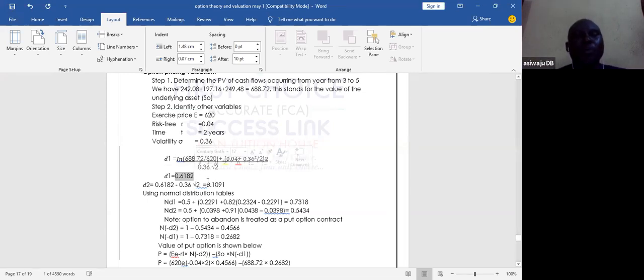You have all your variables stated. Our S0 is computed as 688.27. Our E is 620. Our risk-free rate is 4%, that is 0.04. Our volatility is also stated. Please, can we reconfirm that we have this figure stated so that we can move forward?